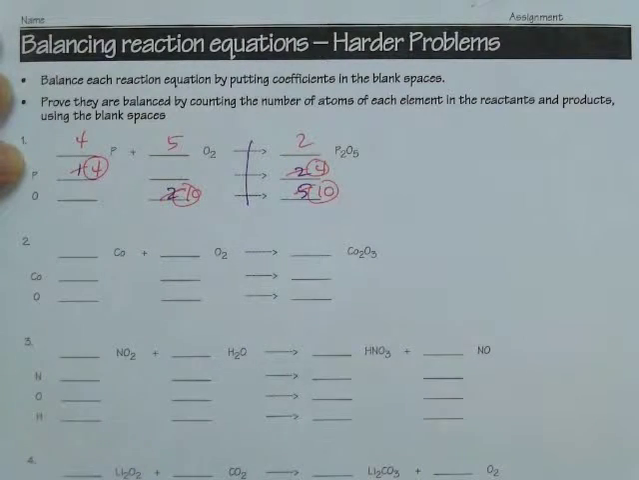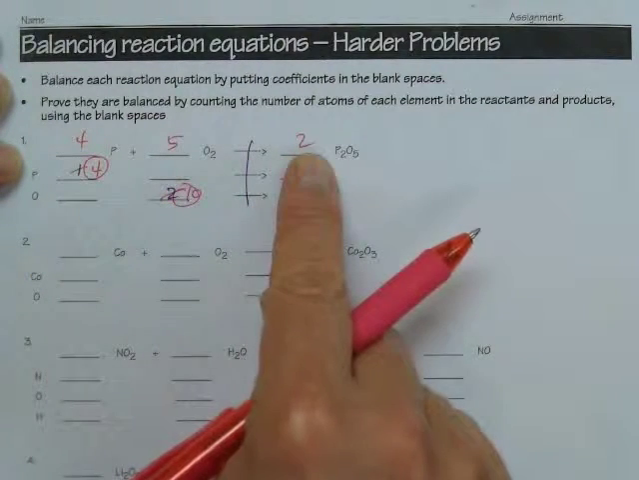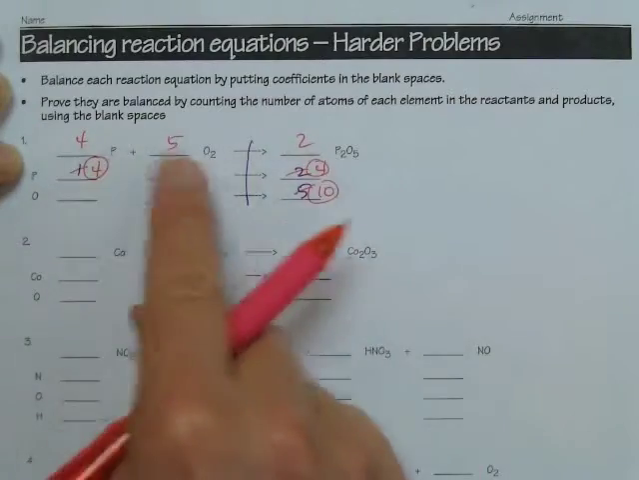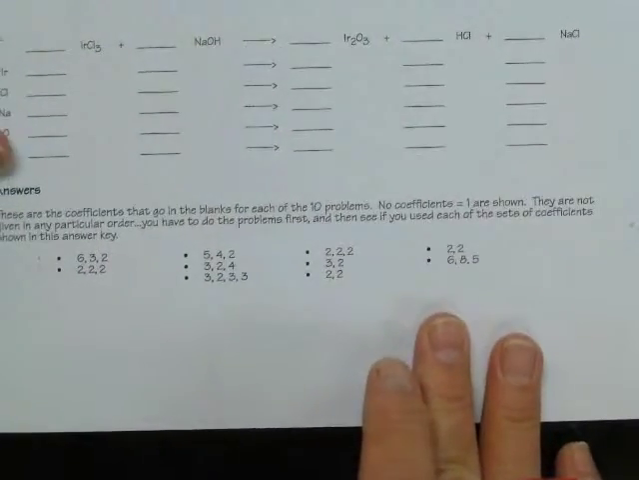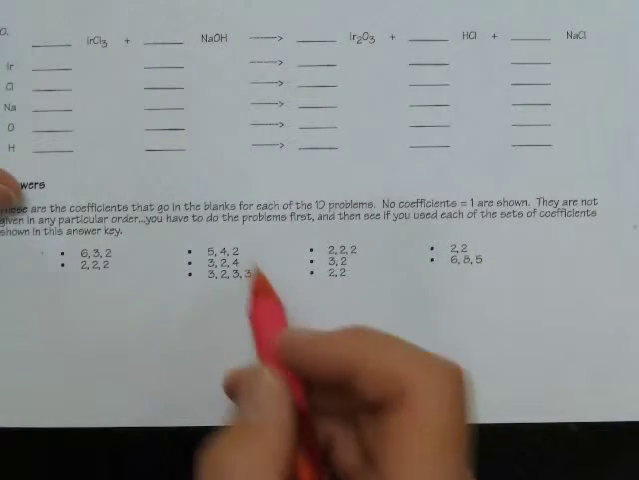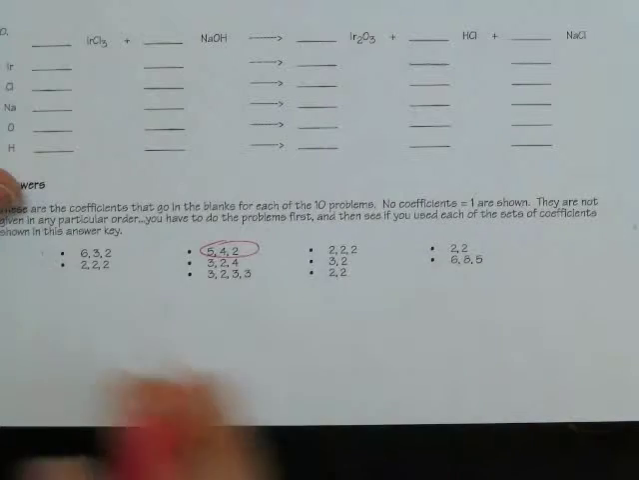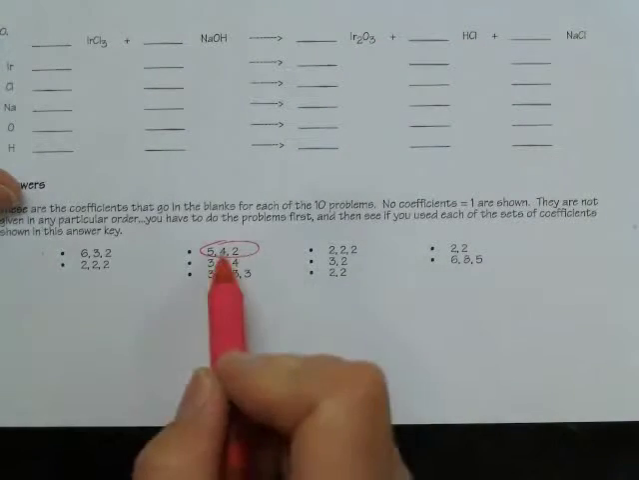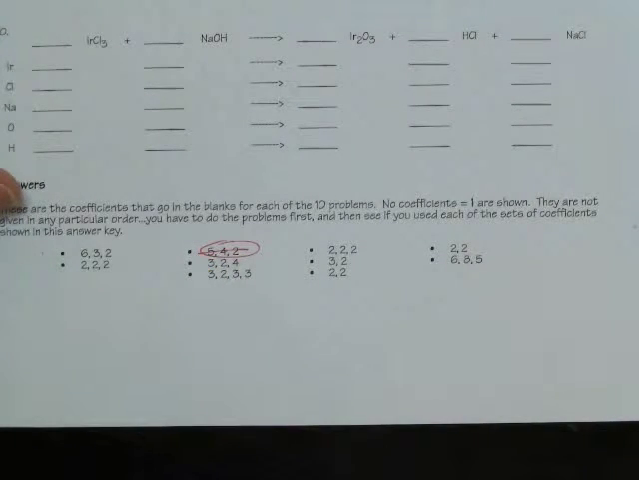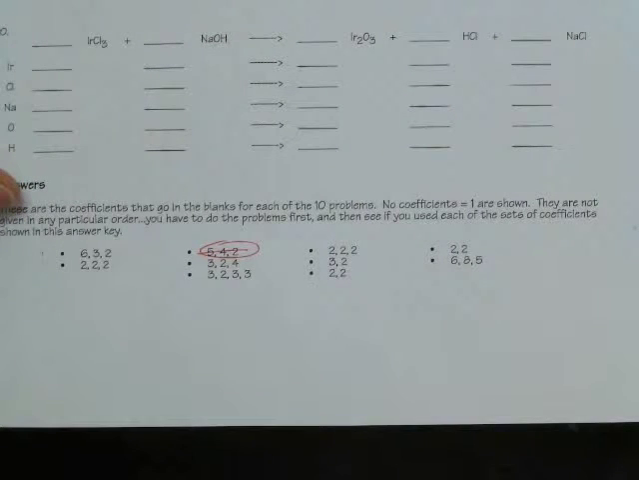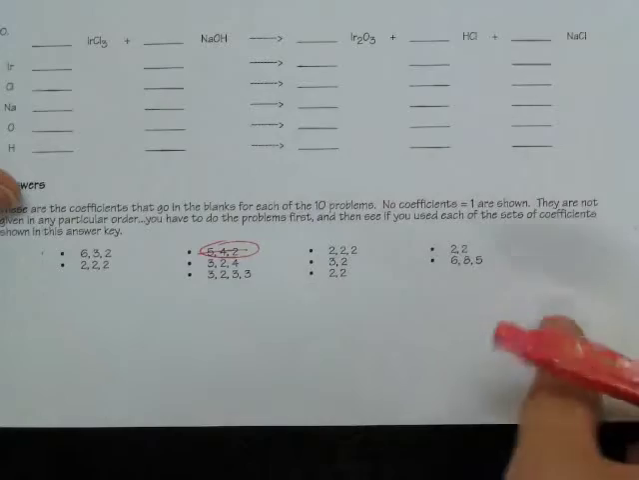So when you get an answer in these problems, look at the coefficients that you used, 4, 5, and 2. On the flip side, there's an answer key. And look to see if you can find that set of coefficients. Here it is right here. It's not in the same order, it's scrambled. These are not in any particular order. So 4, 5, and 2 are used. You can always check to see if you used up a set of coefficients on the back. That way you know that you're on the right track.